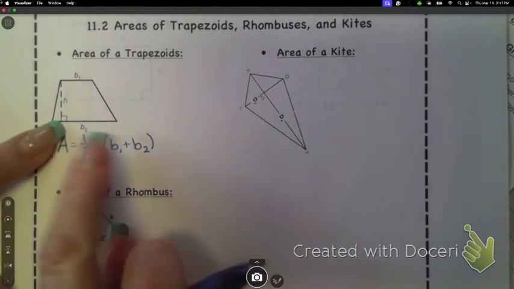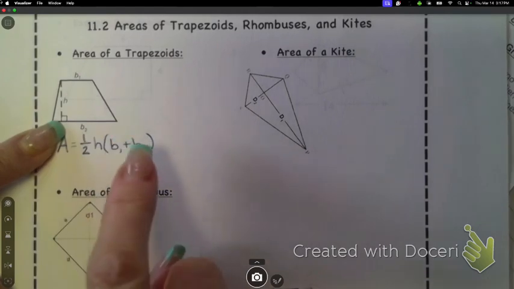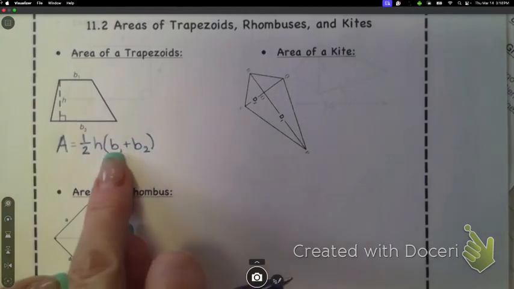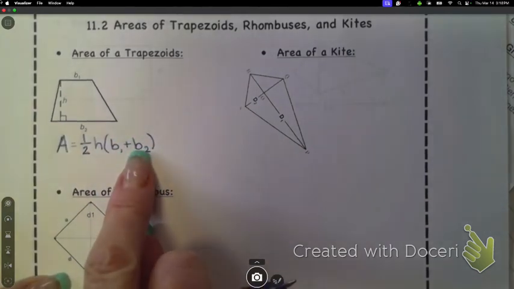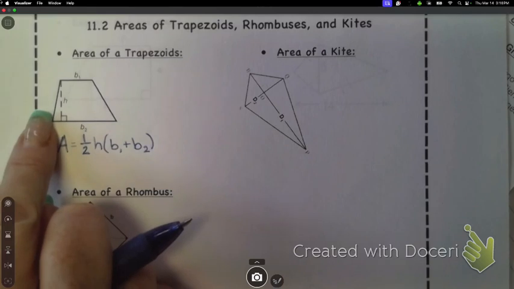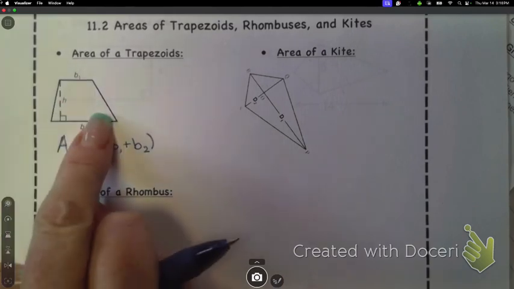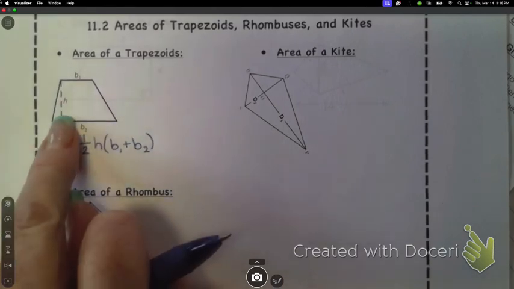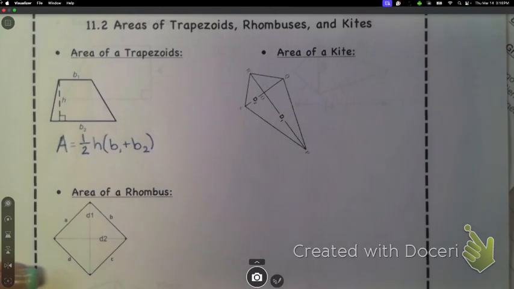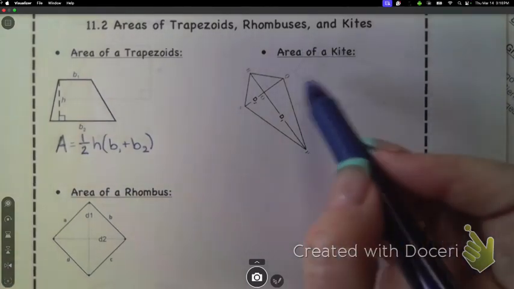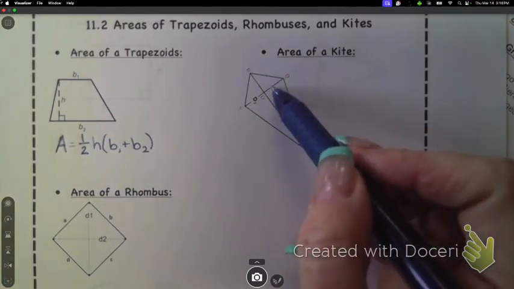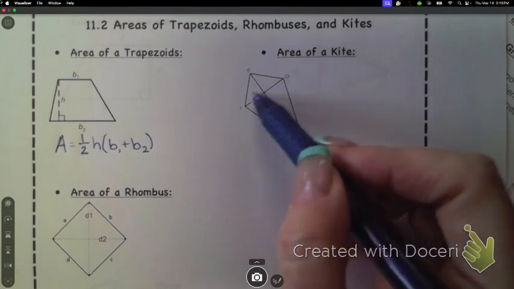Does it matter which is base 1 and base 2? No, because we're adding. Do we have to add before we multiply? Yeah, because it's in parentheses, correct? So we have to follow our order of operations. But I could do one triangle and another triangle and a rectangle, correct? So you choose.